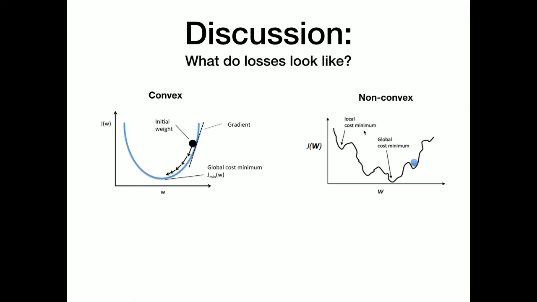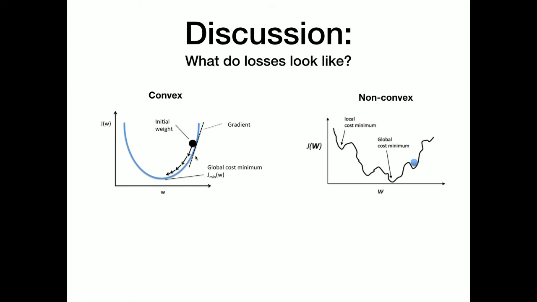Meaning that for the parabola, you can take 2 points on that blue line, and you never cross that function again. So there are no bumps in that function. That's what convex means. But non-convex means that if you take 2 points, there could be an obstacle between those 2 points. So if you're at this denoted local cost minimum here, and you want to get to the global minimum, that's not going to work because gradient descent is always making you try to decrease the loss. But there's no path that decreases the loss that goes from local cost minimum to global cost minimum.